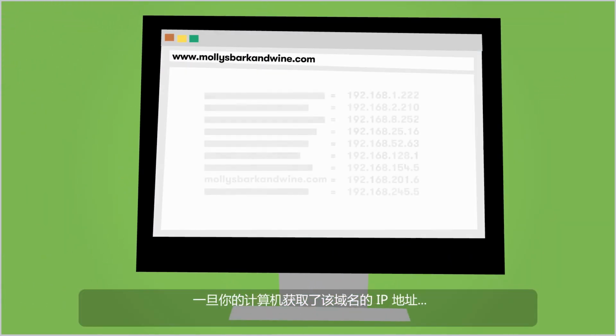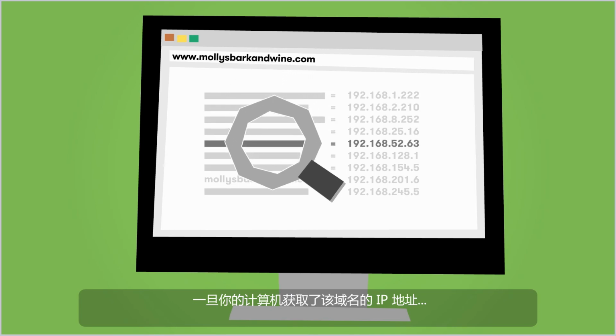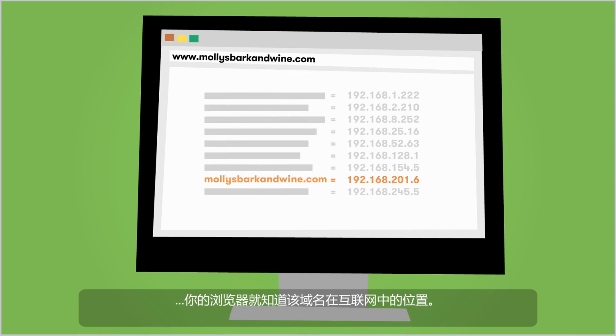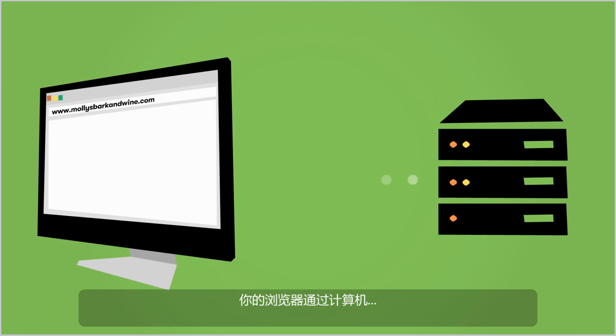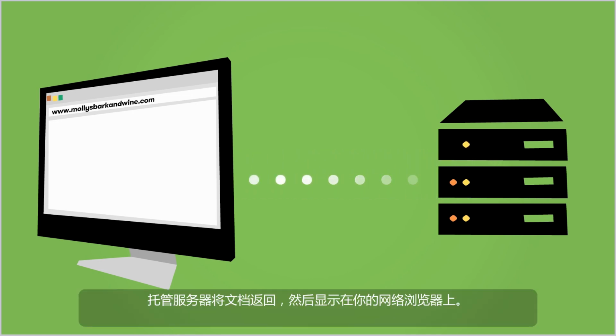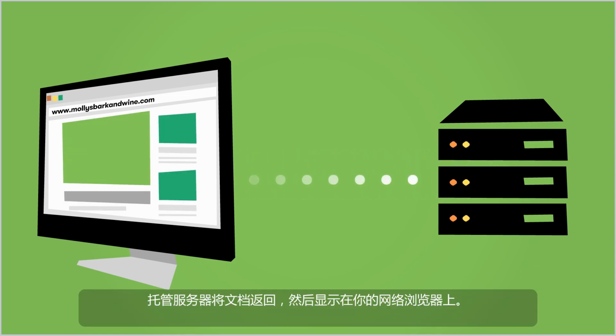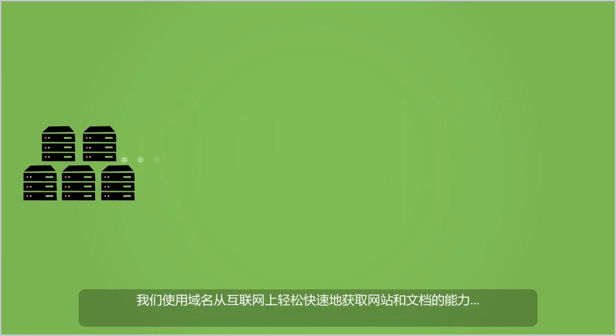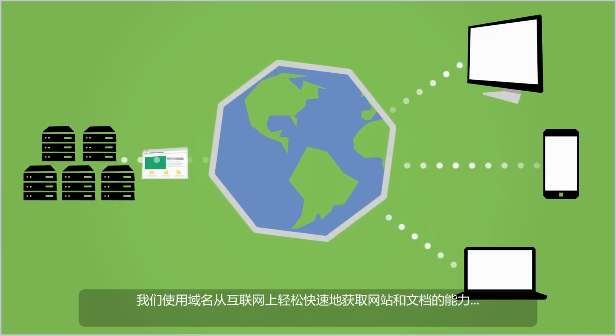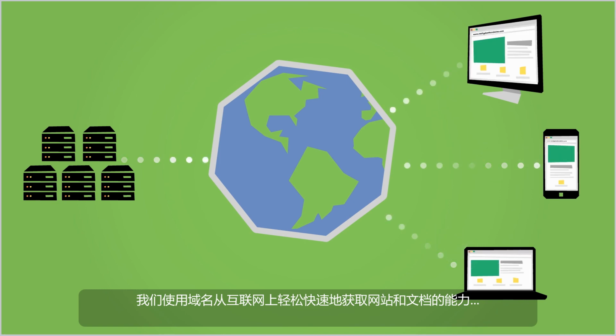Once your computer has the IP address for the domain name, your browser knows where to find it on the Internet. Your browser uses your computer to communicate with the server where the domain name is hosted and requests any associated files. The host server returns the files, which then display in your web browser. Our ability to use domain names to quickly and easily retrieve websites and files from the Internet is entirely dependent on this tightly integrated and tiered line of communication.